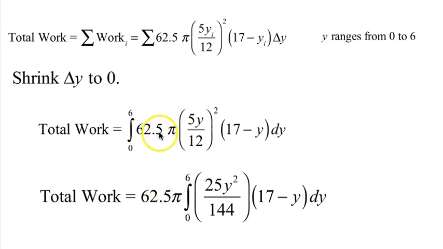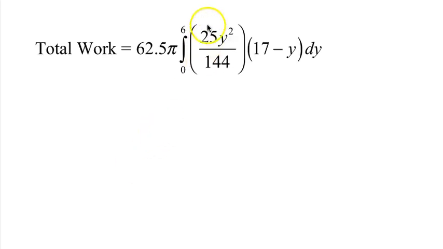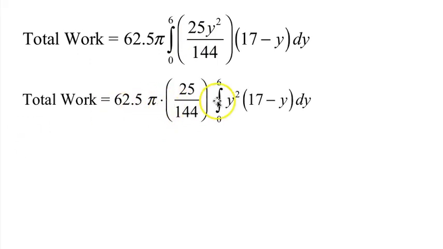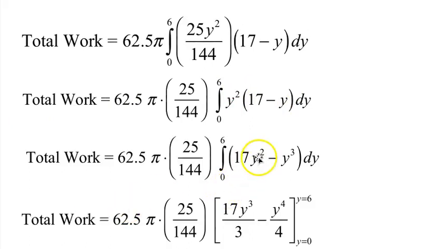So that's fixed. I just pulled the 62.5 pi out to make it a little easier. Integral from 0 to 6. 5 squared is 25. Y squared is y squared over 144 times 17 minus y dy. So we'll notice 25 over 144, also a constant. So that can come out as well, leaving y squared times 17 minus y. Distributing here, 17y squared minus y cubed. Antiderivative, 17y cubed over 3 minus y to the 4th over 4, as y ranges from 0 to 6.